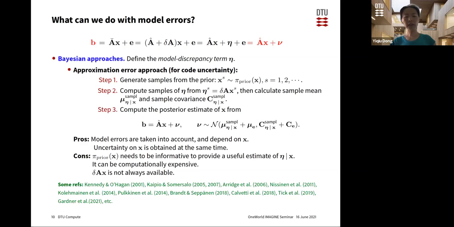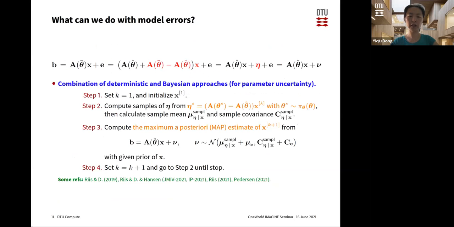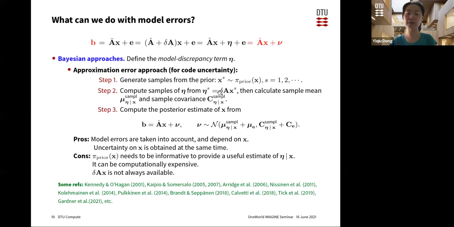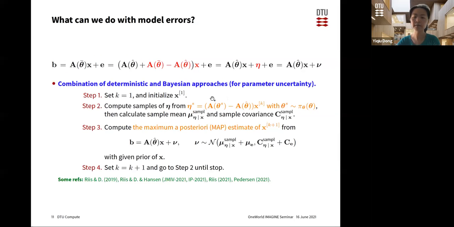To overcome those limitations, we introduce another type of approach, a combination of deterministic and Bayesian approach. Here we mainly handle parameter uncertainty. The true parameter in the forward operator is unknown. What we know is only the nominal parameter. Because we do not know the true parameter value, we cannot directly calculate the sample of eta in the same way as before, because we do not know delta A. Then what can we do?